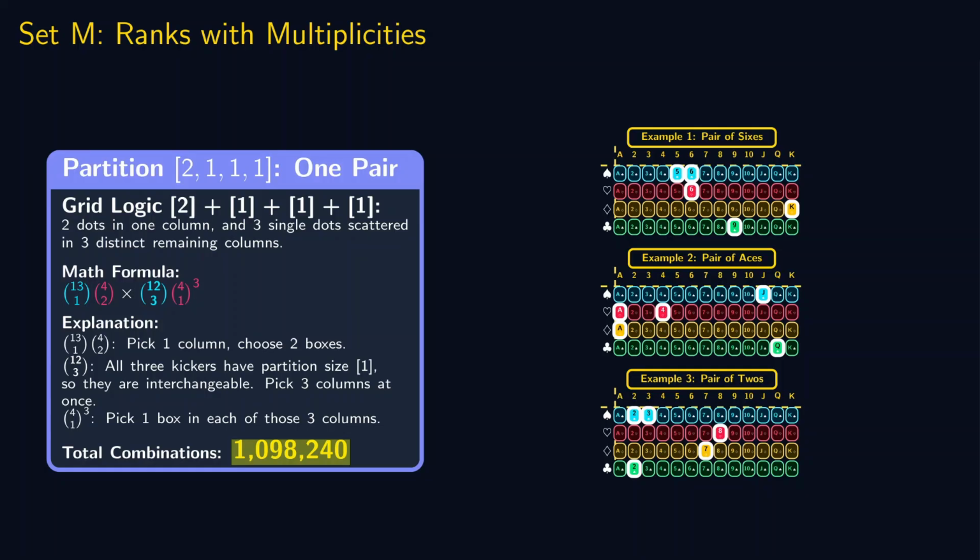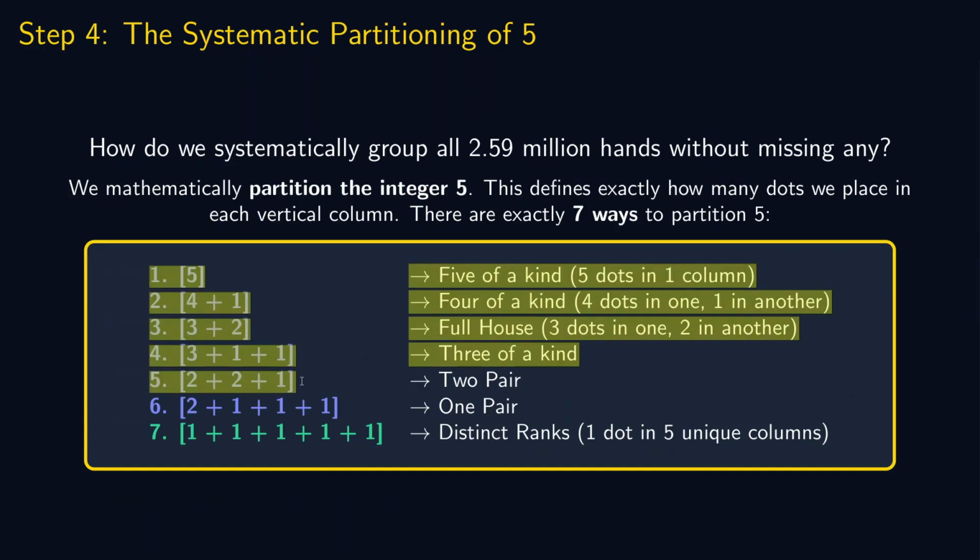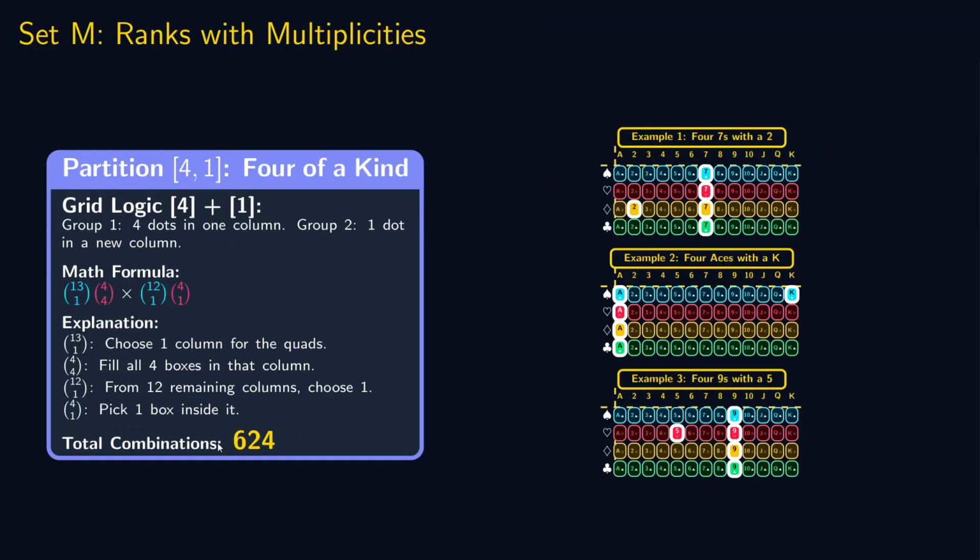And with that, we have completely finished set M. Every partition from 1 through 6 has been accounted for. 5 of a kind at 0, 4 of a kind at 624, full house at 3,744, 3 of a kind at 54,912, 2 pair at 123,552, and 1 pair at 1,098,240. Each one derived from first principles, step by step, using nothing more than our grid and the language of combinations. Now we turn our attention to set D, the family of distinct ranks.